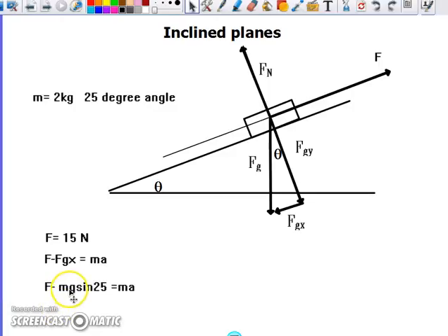So here we have the equation, and we need to solve for the acceleration. So dividing both sides by m, I get F minus mg sine 25 divided by the mass, and when you plug in the numbers, you get 3.27 meters per second squared.